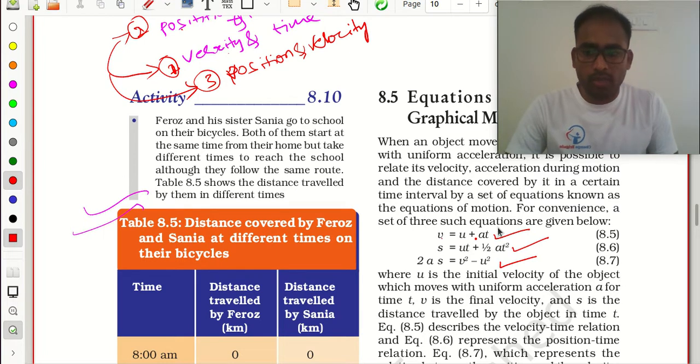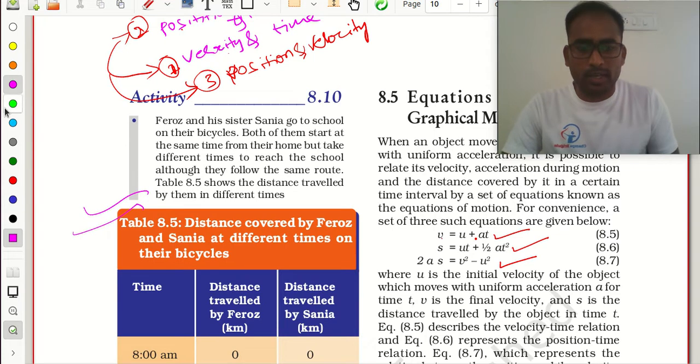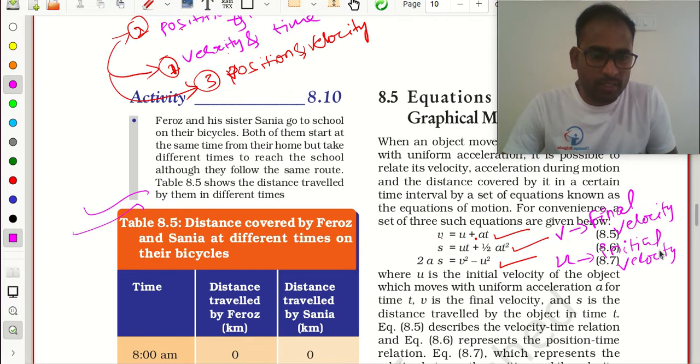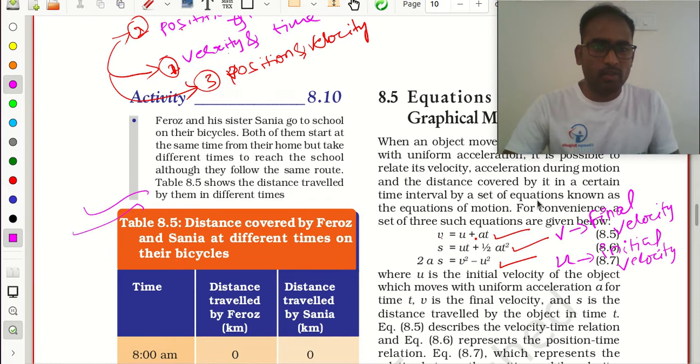Now I will tell you what is V, what is U, and what is A, and what is time. Here V is a final velocity and U is an initial velocity. Normally this initial velocity for a uniformly accelerated motion will be zero, always we will take it as zero. When I start my bike, I am not moving, means my initial velocity is zero. Okay, and here A is an acceleration.